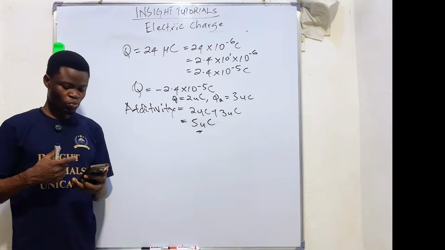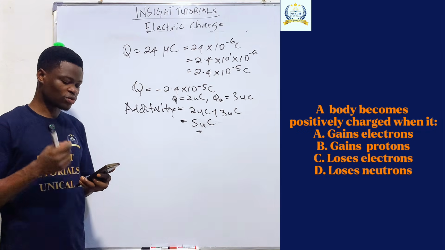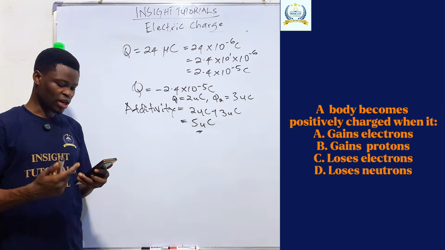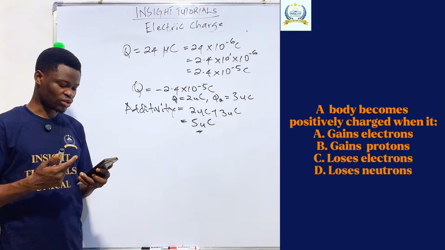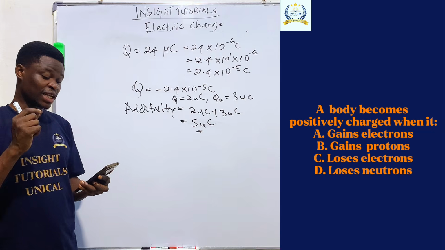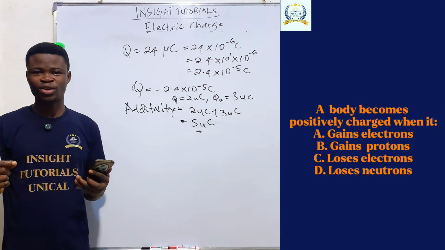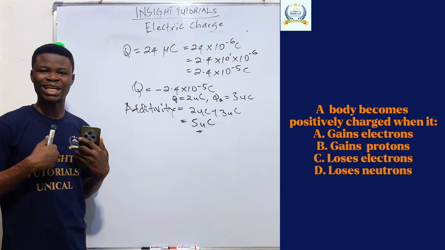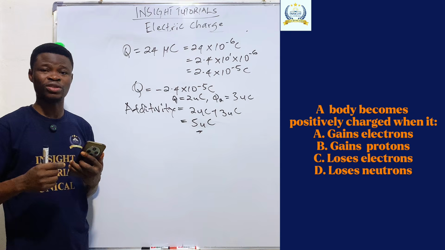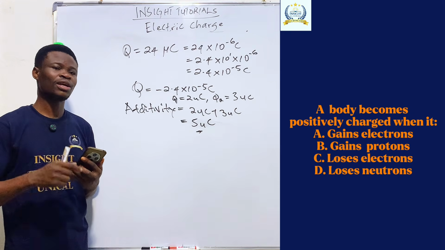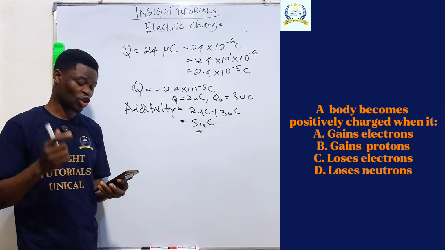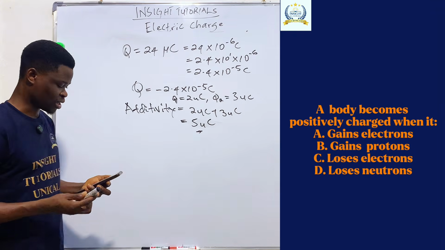Next question says, a body becomes positively charged when it A, gains electron, B, gains proton, C, loses electron, and D, loses neutron. Now, they say that a body becomes positively charged. Under what condition does a body become positively charged? It is when it loses electron. The principle we must always understand is that once a body loses electron, it becomes positively charged. But when a body gains electron, it becomes negatively charged. Keep that principle in mind, very importantly. So the correct option is option C. Let's go to the next question.